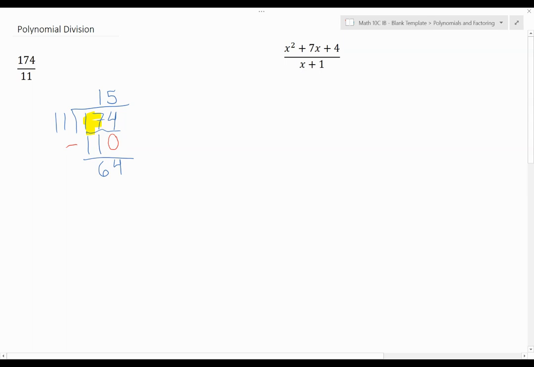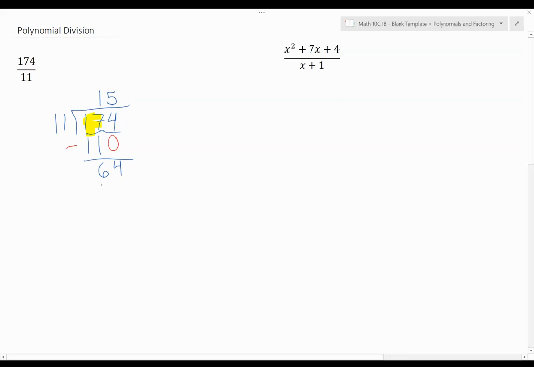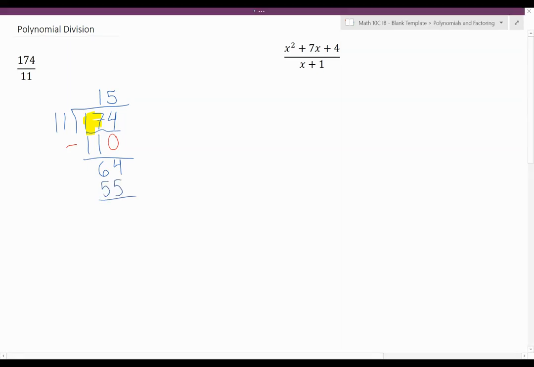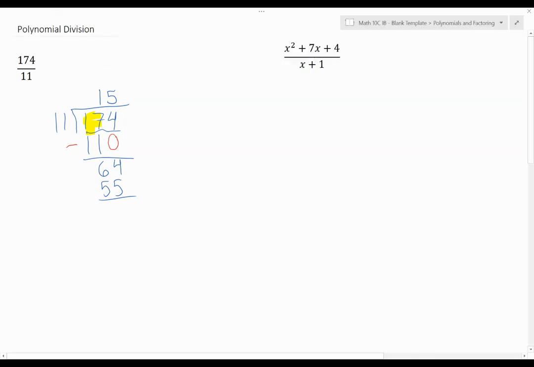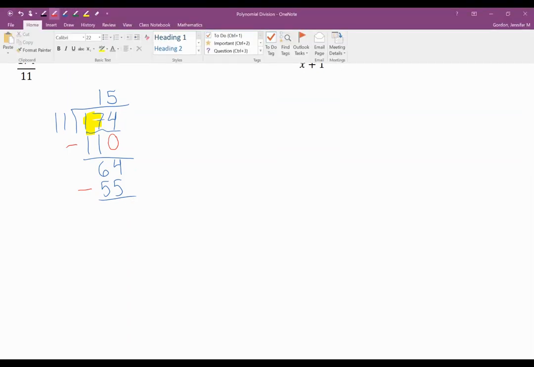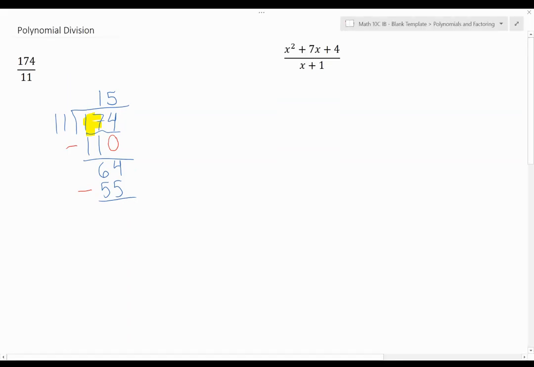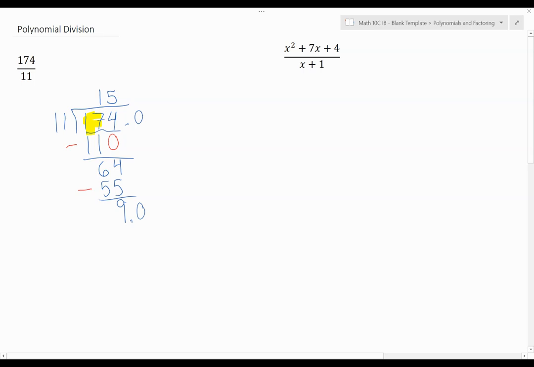So I'm repeating those steps. We divide, then we multiply, then we subtract to find out what's left, and then we repeat those same steps. 64 divided by 11 is 5. I now multiply 5 times 11, which is 55. And once again, we're at our subtraction stage. 64 minus 55 is 9. So 9 is our remainder. Now, if I were going into decimals, I could carry on. I could put 0 here, 0.0, and this becomes 9.0, and I can go from there.